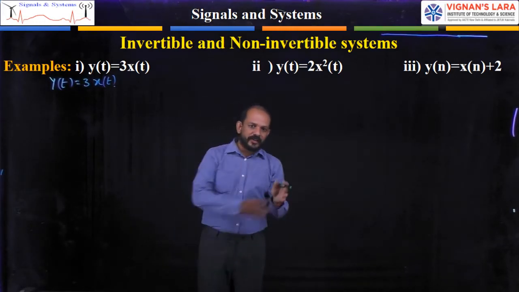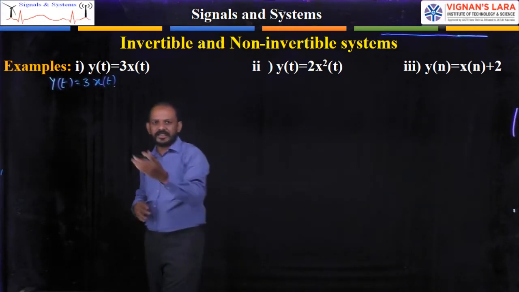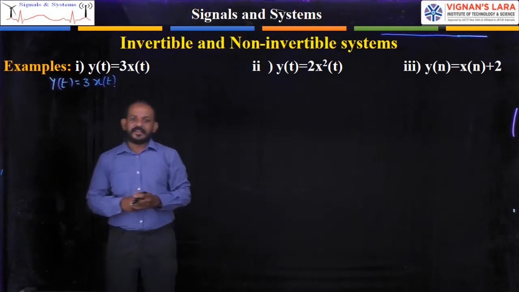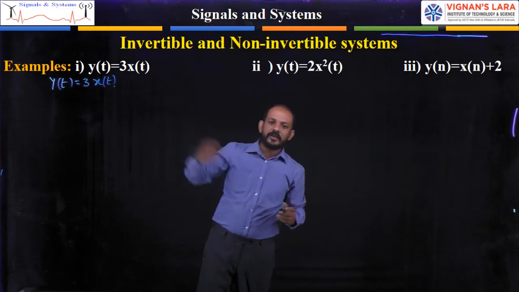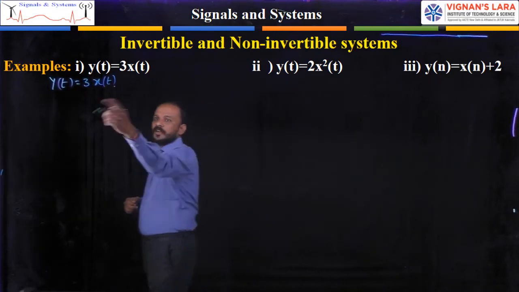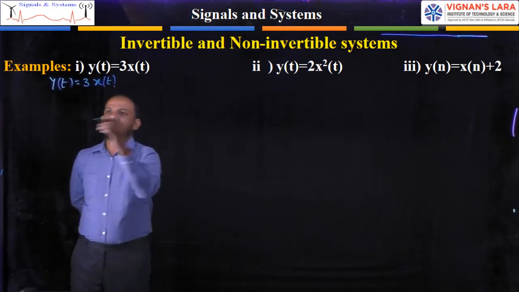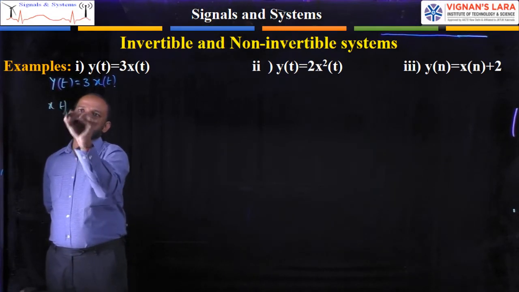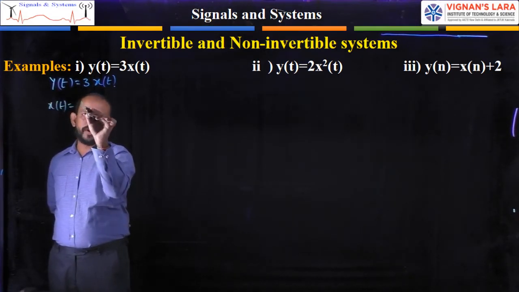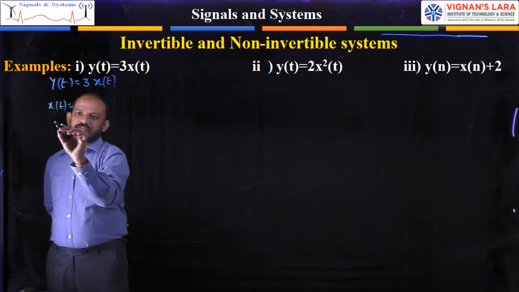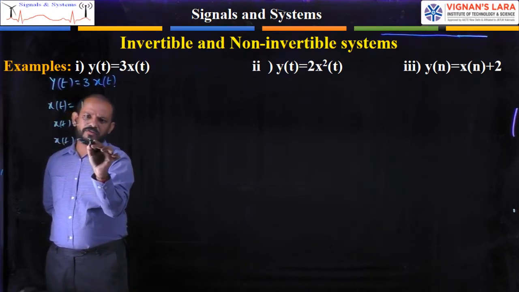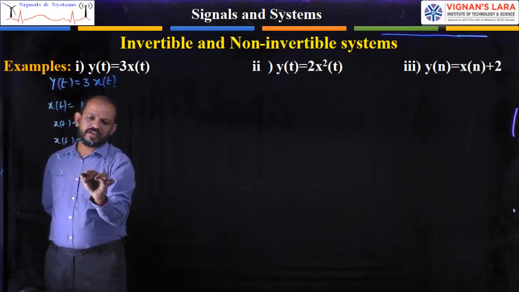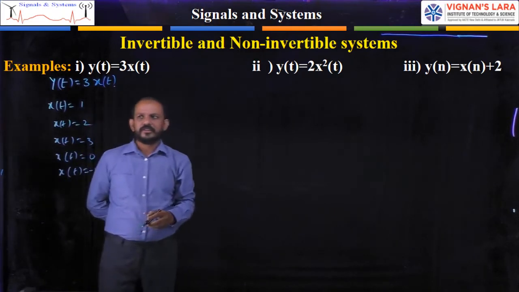Okay. So for different inputs, I will get different outputs. So directly I can say this is an invertible system because there is a unique relationship between input and output. So for your understanding, I will take examples as x of t equal to 1, x of t equal to 2, x of t equal to 3, x of t equal to 0, x of t equal to -1.